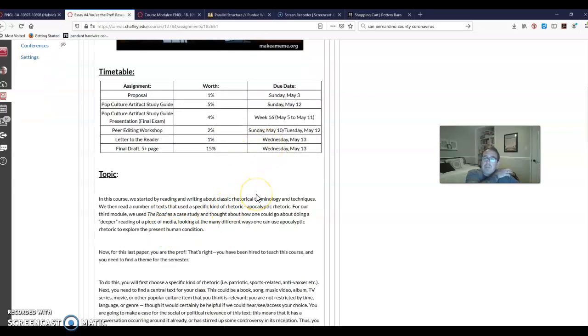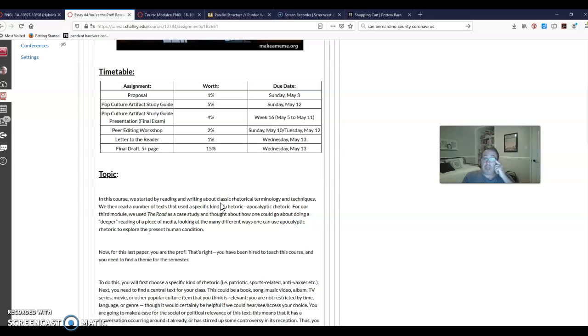So the topic, in this course, this is advanced composition and critical thinking. We started by focusing on classical rhetorical terminology and techniques, right? The classical appeals. We moved on. We talked about fallacies and different things. So the classical or classic ways of discussing and thinking about rhetoric. And then we moved on.